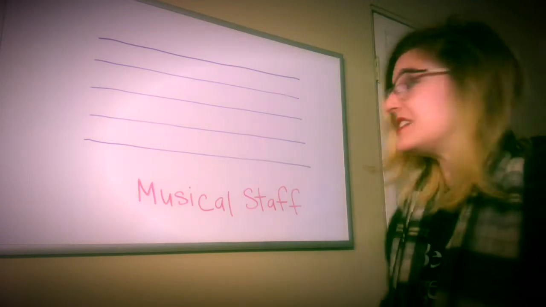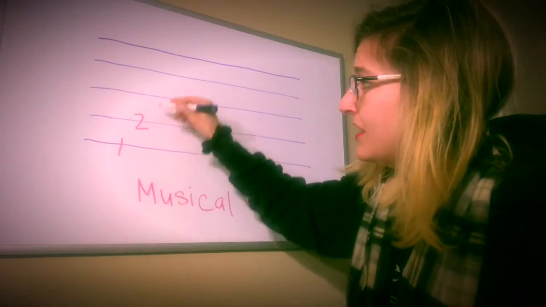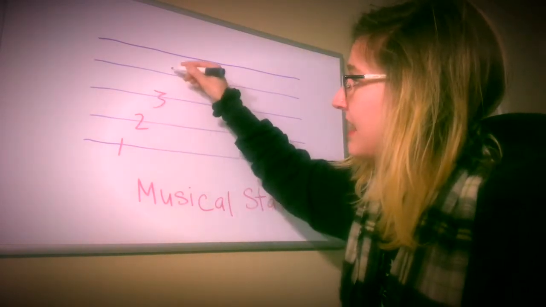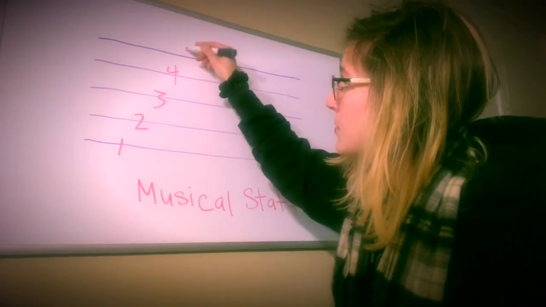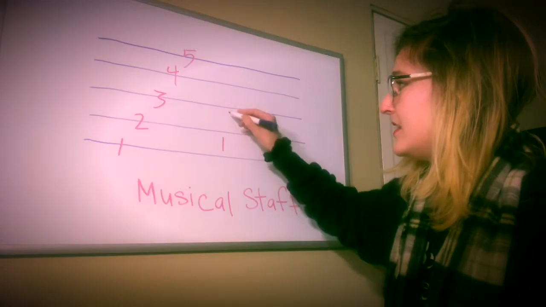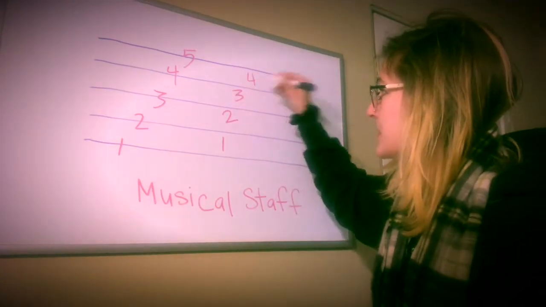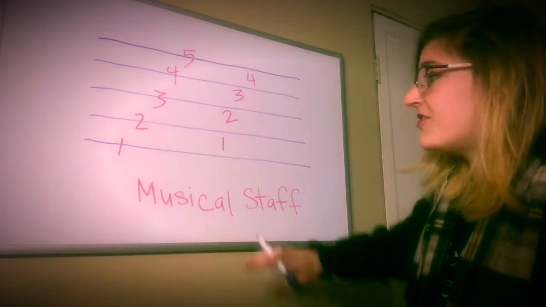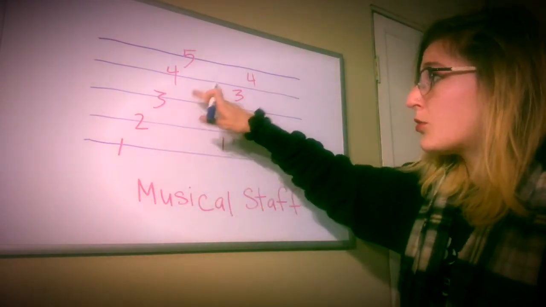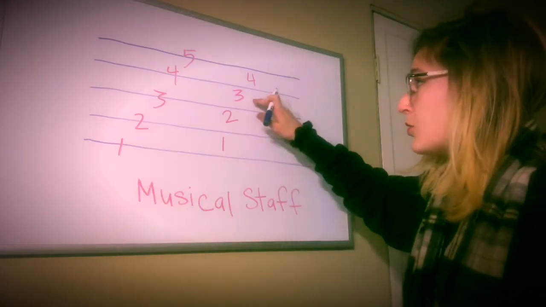The way that we number these lines is line number 1, line number 2, line number 3, line number 4, line number 5. The spaces, space number 1, space number 2, space number 3, space number 4. So we have 5 lines, 1, 2, 3, 4, 5, and 4 spaces, 1, 2, 3, 4.